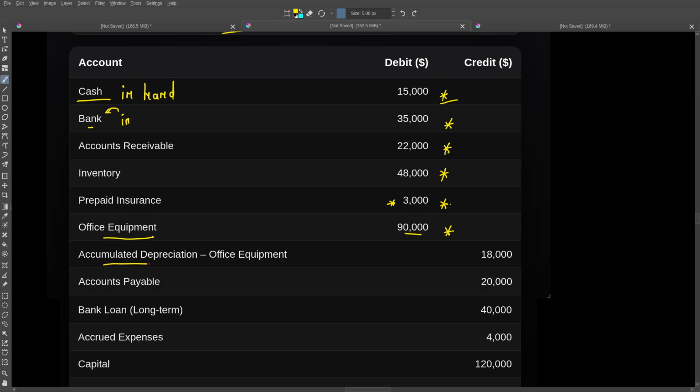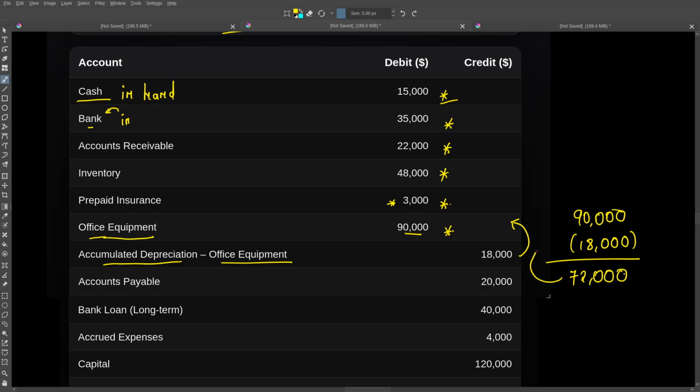You're going to see here we have accumulated depreciation. For you to be able to get the net book value, remember we record the net book value. You're going to take this 90,000 and you're going to less the accumulated depreciation. Remember, accumulated depreciation is what you have depreciated in the previous periods and the current period. So to get the net book value, you take the initial cost of this equipment less the accumulated depreciation, and now you're going to get 72,000 as the net book value for this equipment.